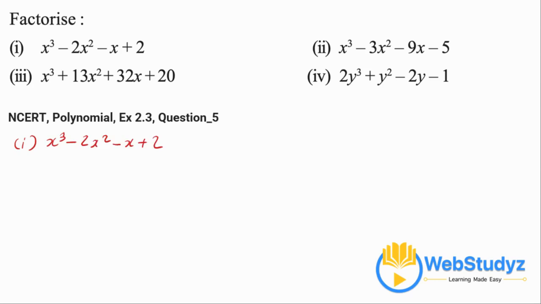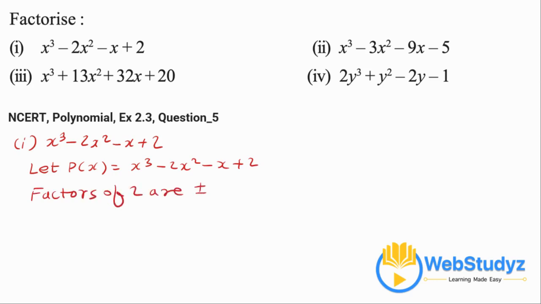Now let p(x) be equal to x cube minus 2x square minus x plus 2. Now, to factorize, the factors of 2 are plus minus 1 and plus minus 2.